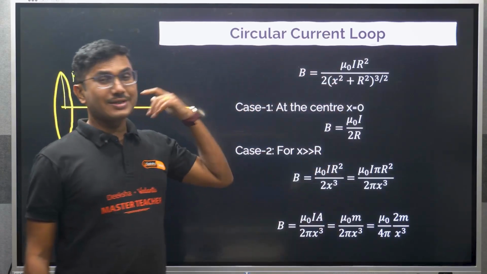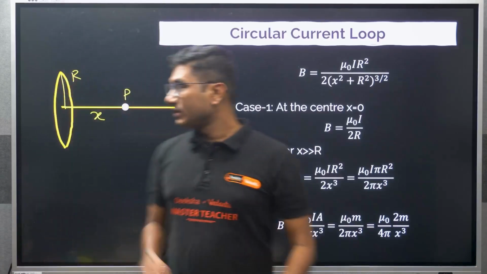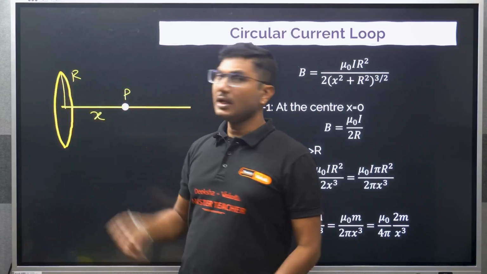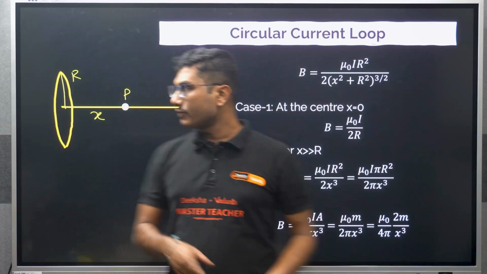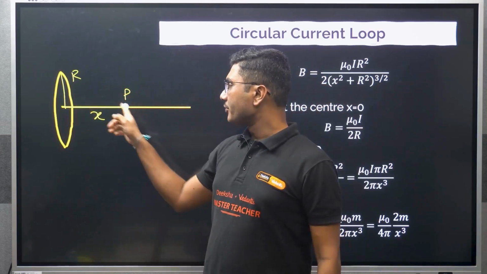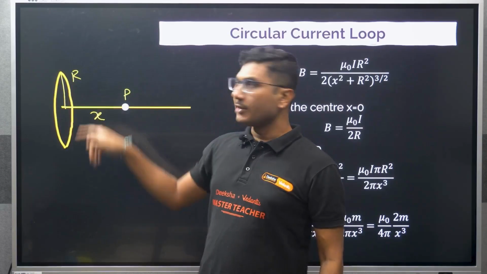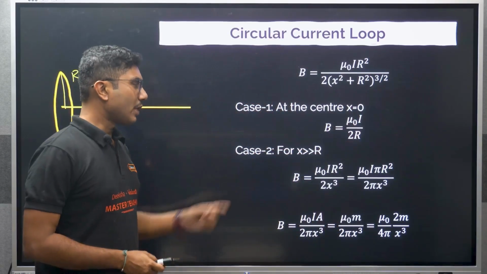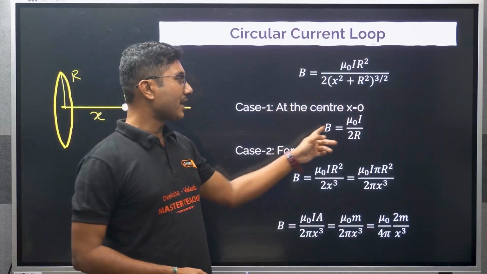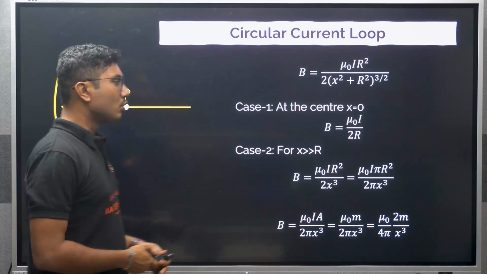Next, for the center case, if you shift this point to the center, what will be the magnetic field? In that case x will be 0, because for the center position x is 0. If you move this point over here, x will become 0. That means it will be mu naught I by 2r. So at the center, x equals 0, the magnetic field is mu naught I by 2r.